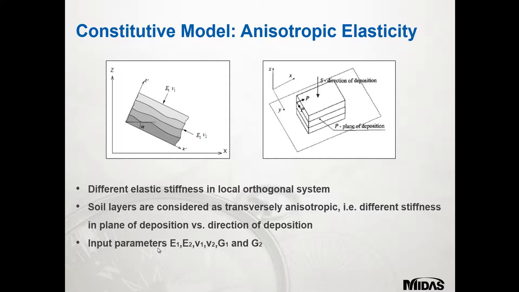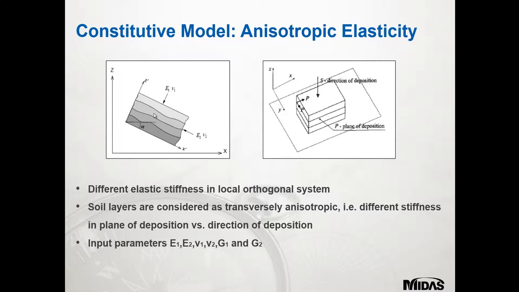So we're going to look at different constitutive models which are applicable to local ground conditions or local soil conditions. The first one we're going to focus on is the anisotropic elasticity. So I'm just going to read through the slide and briefly explain what's happening in the diagram. So, different elastic stiffness in the local orthogonal system. That means the actual coming down force, which I'll indicate with the mouse. So that's the force coming down from the side.